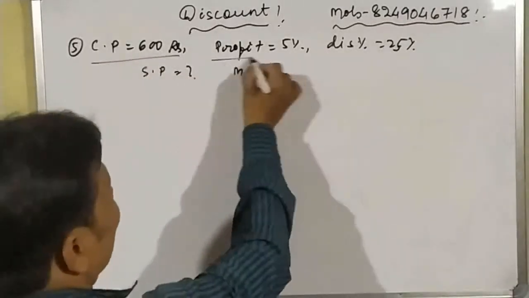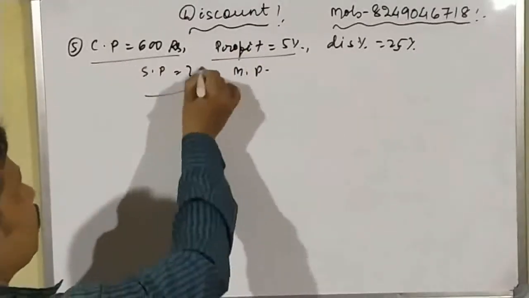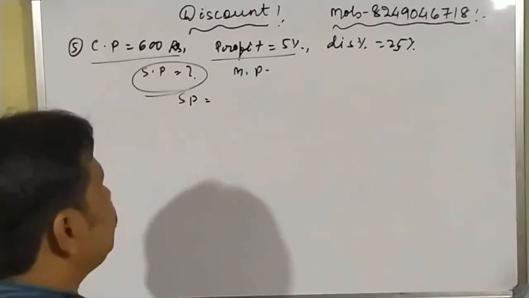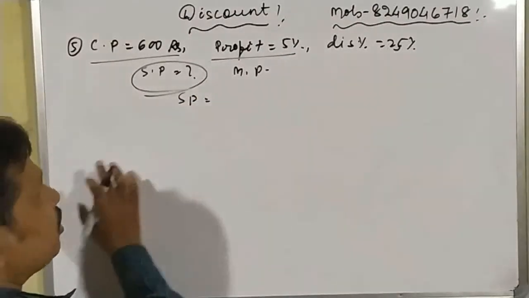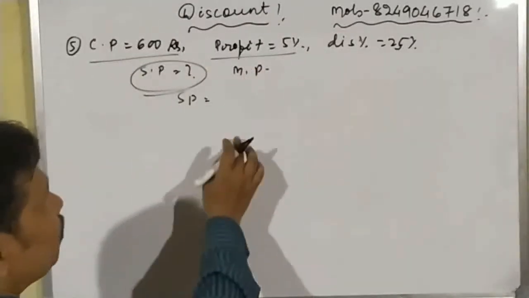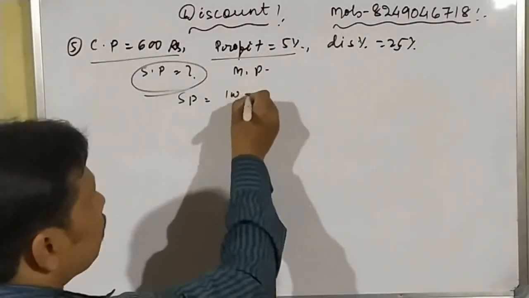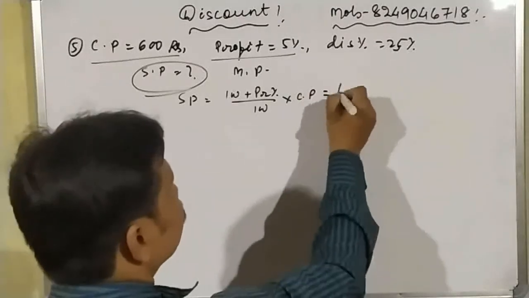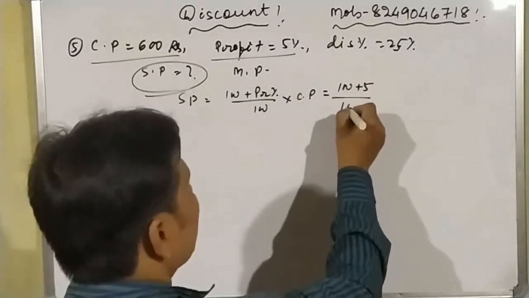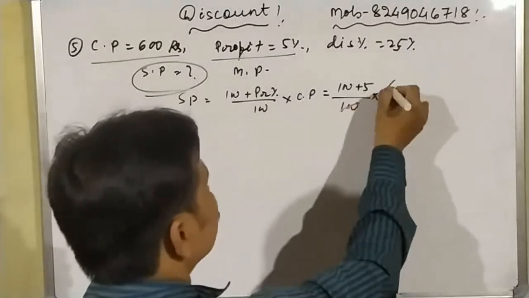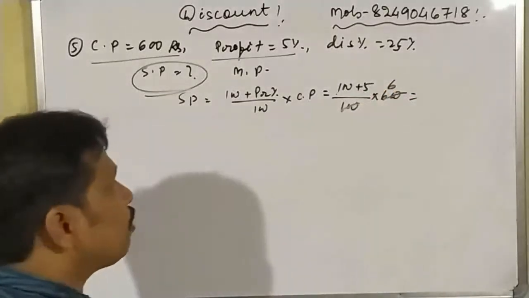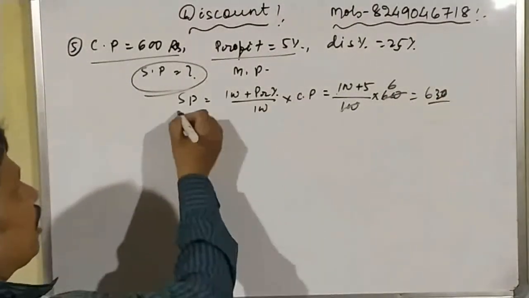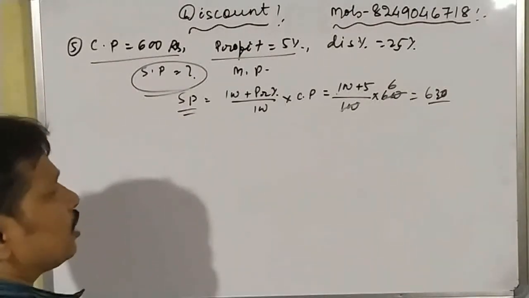Here the cost price is given and the profit percentage is given. From these two conditions, you can find out the selling price. How can you find the selling price? By using the direct formula. From the cost price and profit percentage, the selling price equals 100 plus profit percentage divided by 100 into cost price, which is equal to 100 plus 5 divided by 100 into 600, which is 105 into 6 equals 630. So simply you can find out the selling price equals 630.